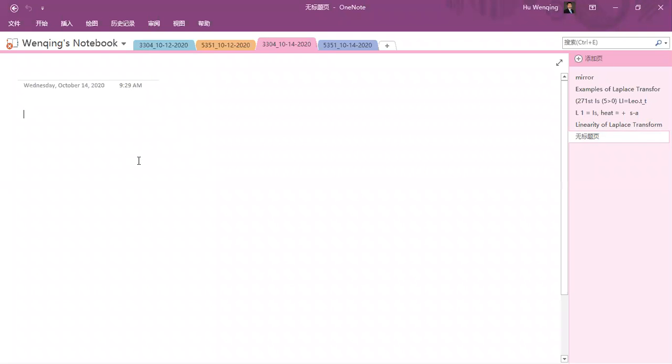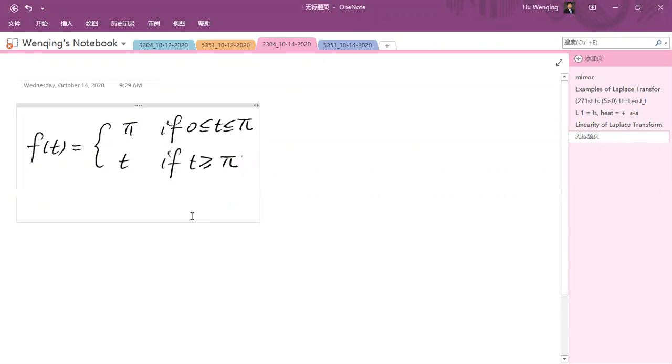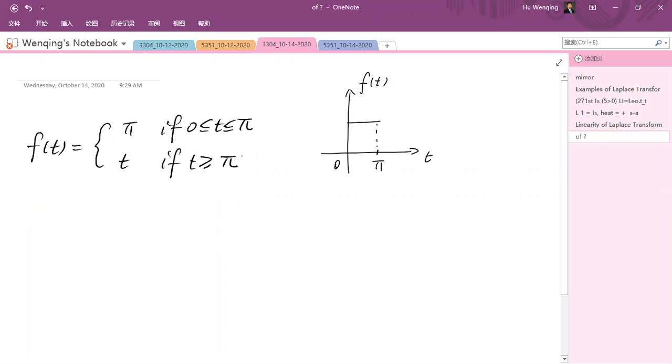So what happened here is that f of t is such a function. If you look at the graph of this function, how is it going to look? Well, this is f of t, a function of t. Between 0 and pi, the function is just equal to pi. Starting from t greater than or equal to pi, the function is just equal to t, so it's going to be linearly growing. So that function is like a piecewise function.